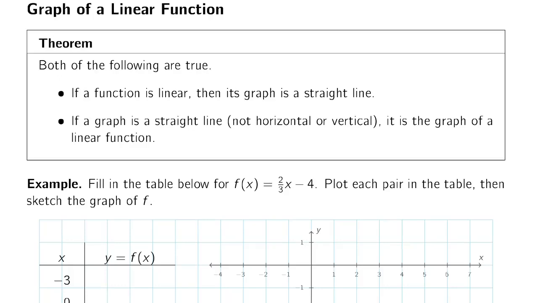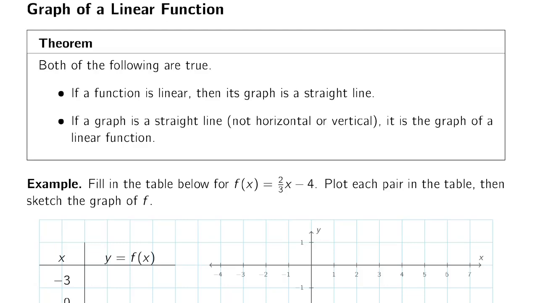Each time we meet a type of function, one of our first questions will be, what does its graph look like? For linear functions, there's a very straightforward answer. If we have a linear function, its graph is a straight line. And if we have a straight line that's not a horizontal or a vertical line, then it is the graph of a linear function. So linear functions give us lines, lines give us linear functions.